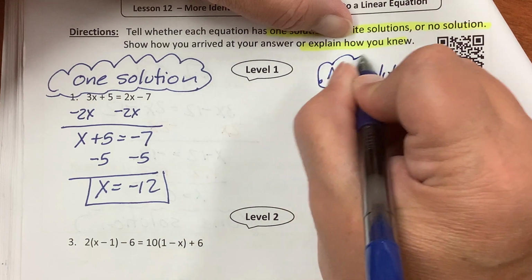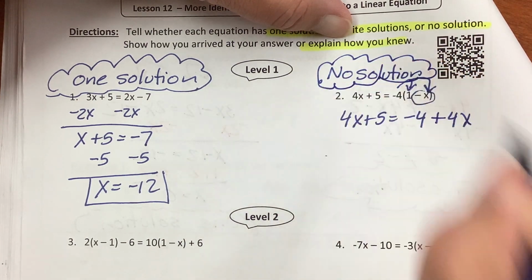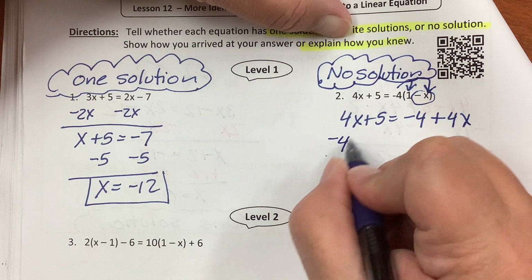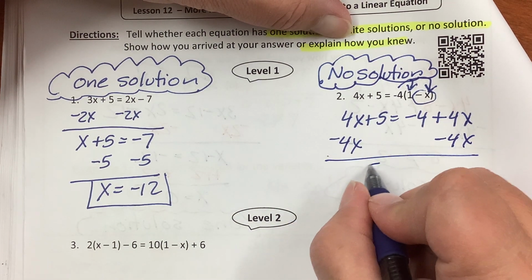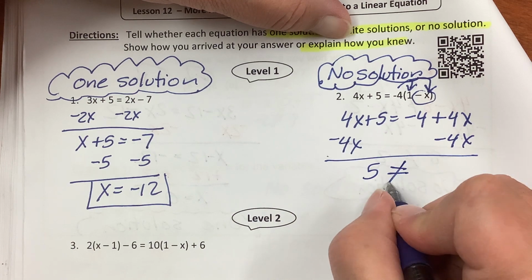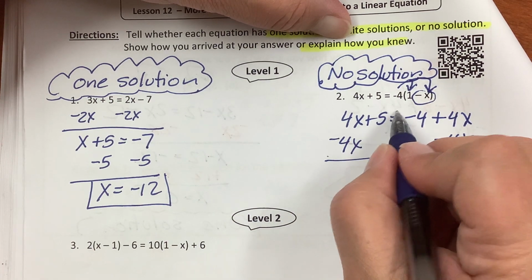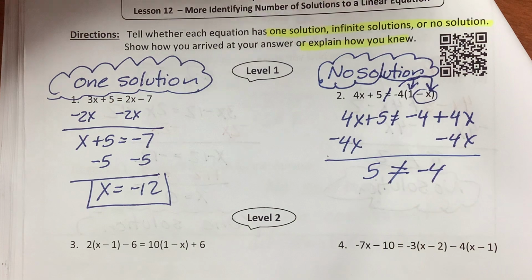A little puffy cloud of happiness. And let's finish it off. Minus 4x from both sides. And we have 5, which is very much not equal to negative 4. So this is not true. This is not true. There's no solution.